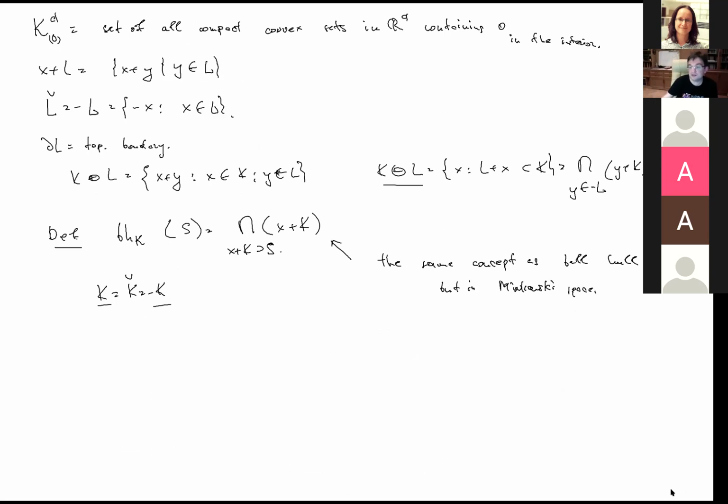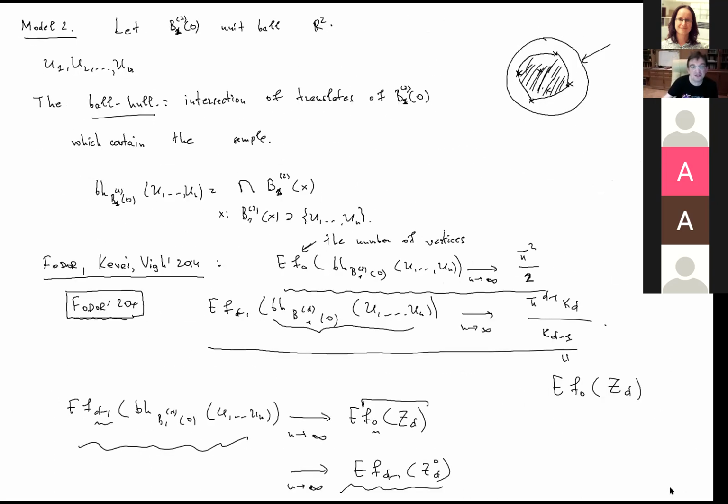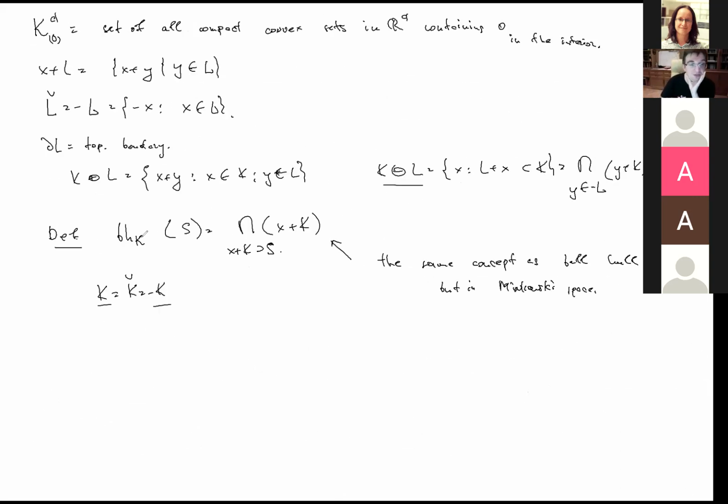What does it mean? This means that K can be considered as a ball, but not in Euclidean space, but in some non-Euclidean space, right? With a norm defined by the Minkowski functional. So with this remark, you see the connection between this concept of ball hull with respect to K and the ball hull, but in the non-Euclidean space. Okay, one more definition and then actually the main result.